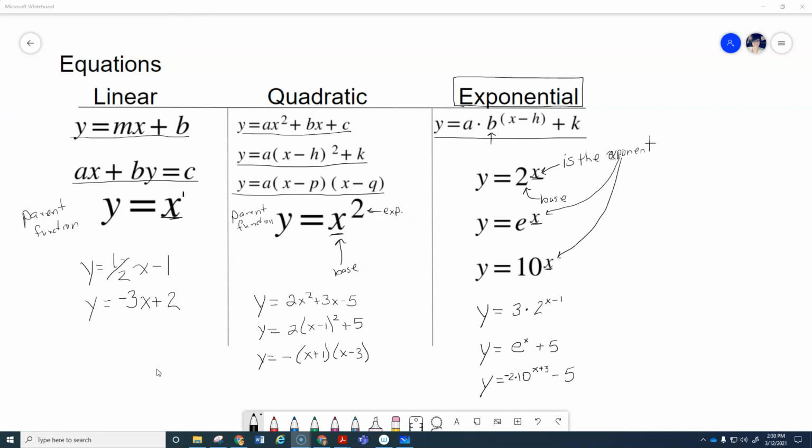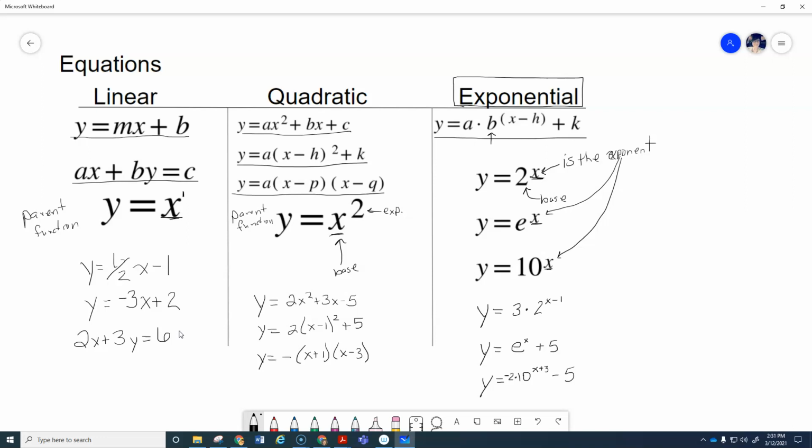And before you go and try to do some sorting in your activity, let's look at a few examples. Here is an equation that has a slope of 1/2 and a y-intercept of -1, y equals mx plus b. Y equals -3x plus 2. I could give you one in standard form, 2x plus 3y equals 6. Okay, that's a standard form, but it's linear because the exponent on the x is a 1. Here we've got some quadratics.